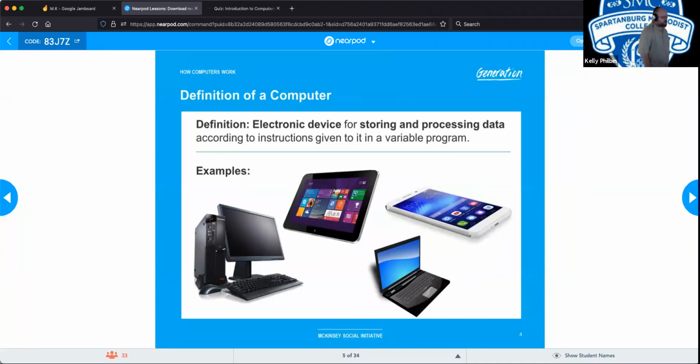So first, we're going to start off with basically, what is a computer? What constitutes a computer? Well, it is, in very basic terms, defined as an electronic device for storing and processing data according to instructions given to it in a variable program.